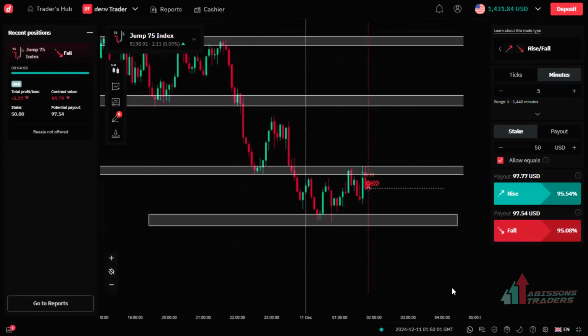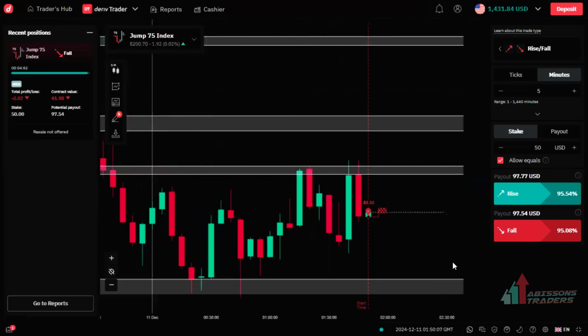Alright guys, as you can see, the candlestick has closed with a good red momentum candlestick, which means the price should continue going down. And that's why I've placed a down trade for 5 minutes. So now let's wait and see if the price will drop.